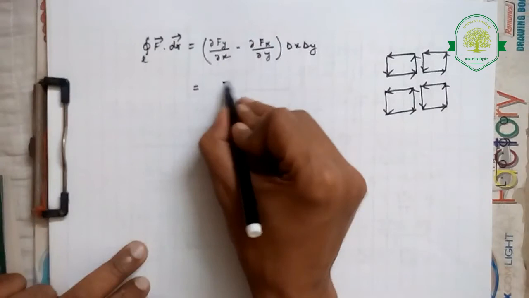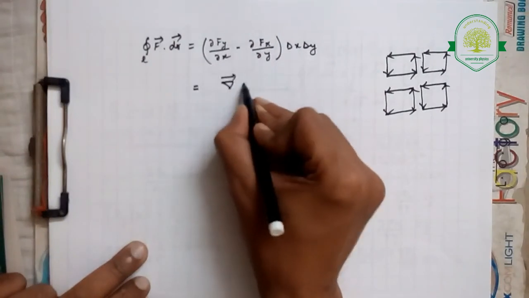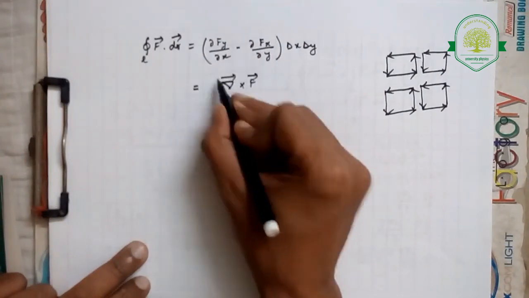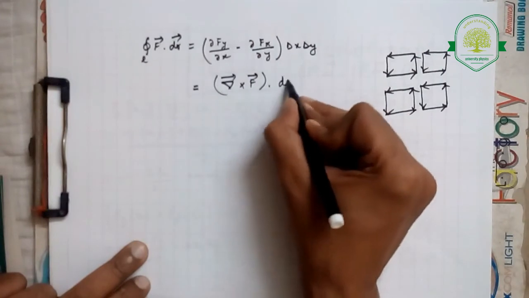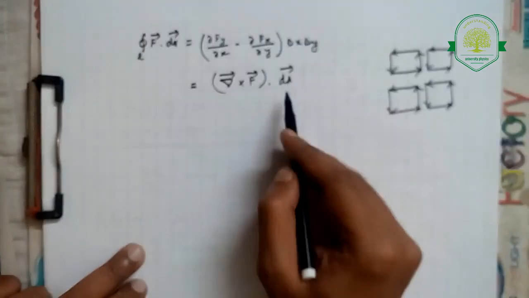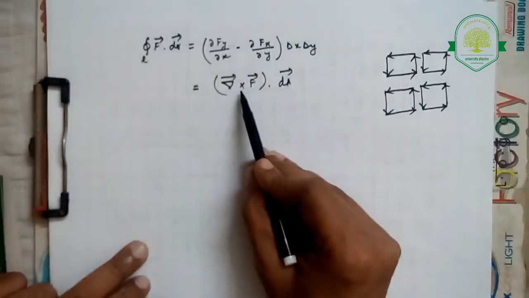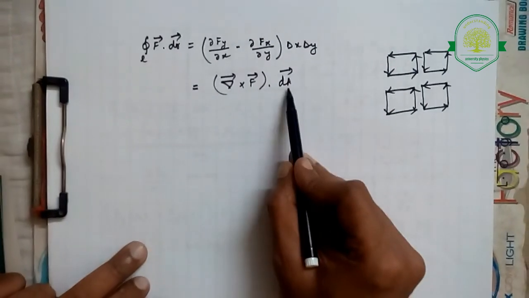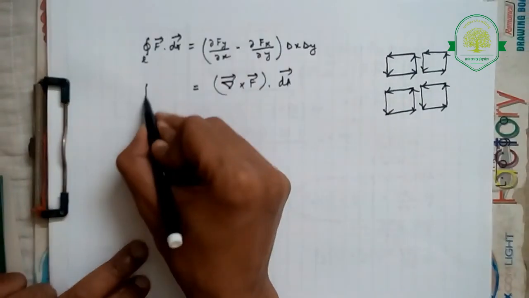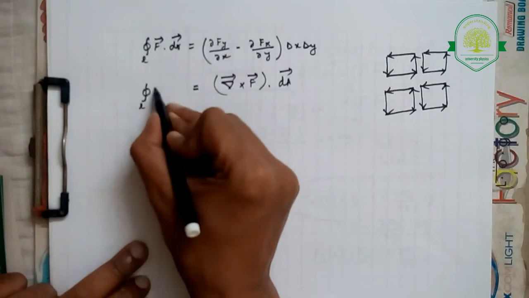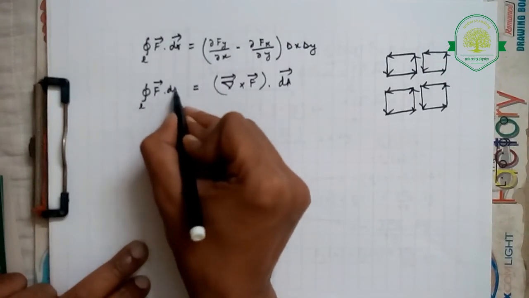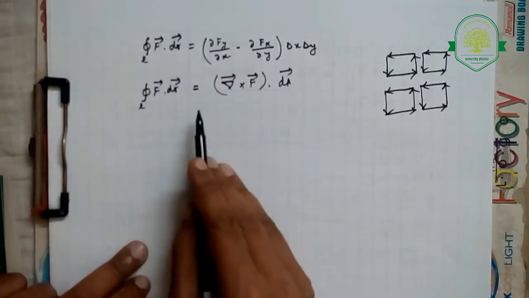So that is simply the curl of F dotted with the area vector, because in the dot product we'll take that component of curl which is along the area vector. So our expression for the small loop is this.